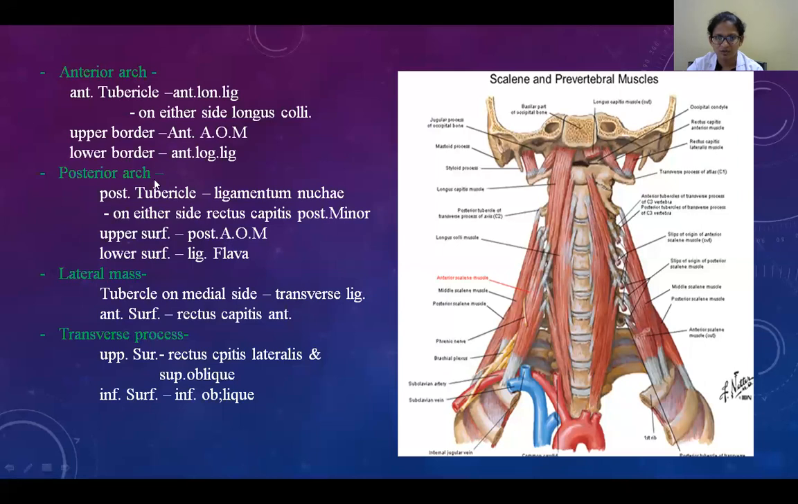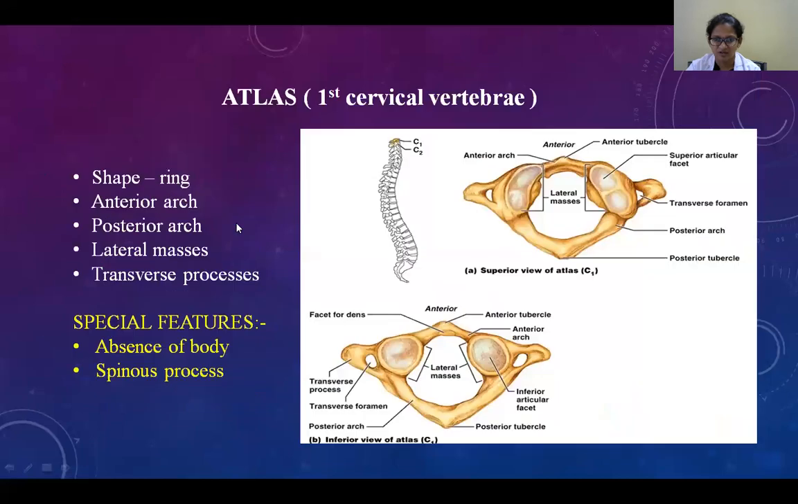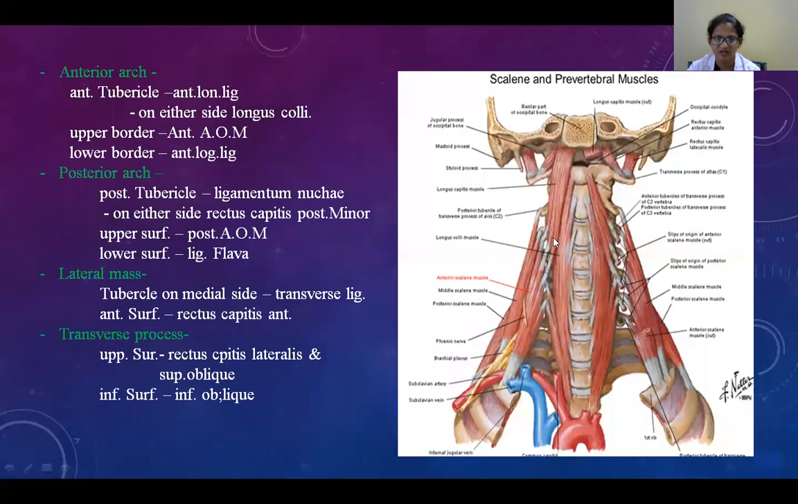Next, coming to the posterior arch. On the posterior border, you are going to see a posterior tubercle, which gives attachment for the ligamentum nuchae. On either side of the ligamentum nuchae, it gives attachment for the rectus capitis posterior minor.